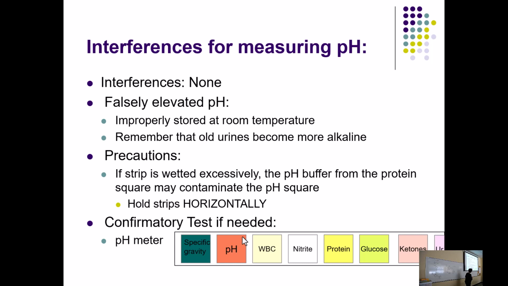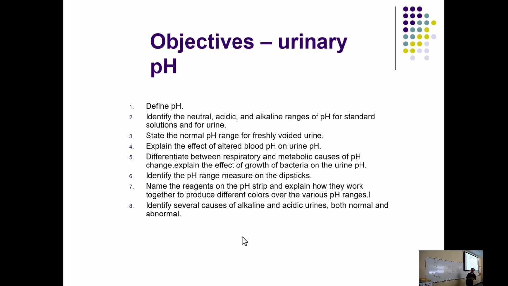Confirmatory test, if needed, we can use a pH meter. For the most part, the strip gives us a clue, because remember, it's only telling us what to look for, mostly for crystals, what's kind of going on. It's an overview. It's a very basic general screen.